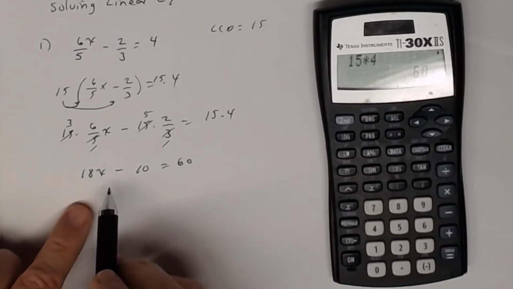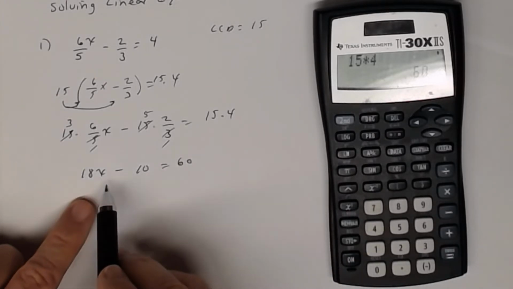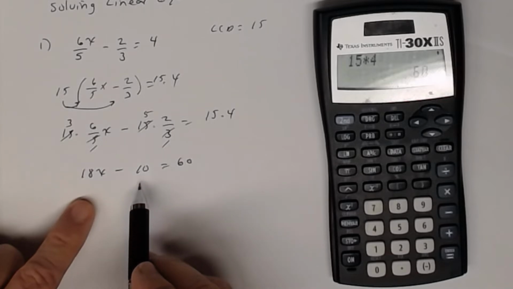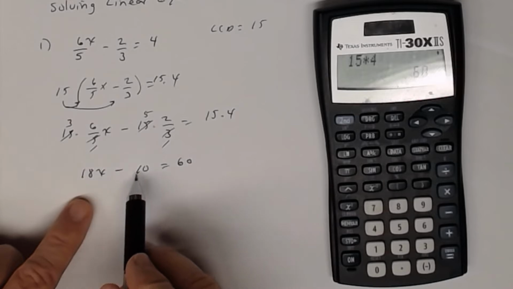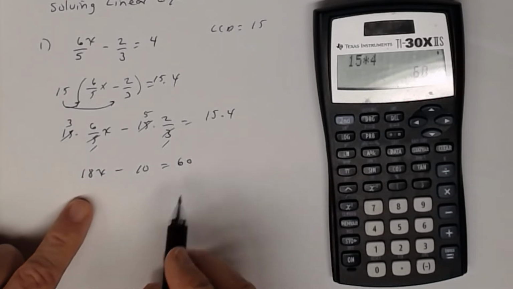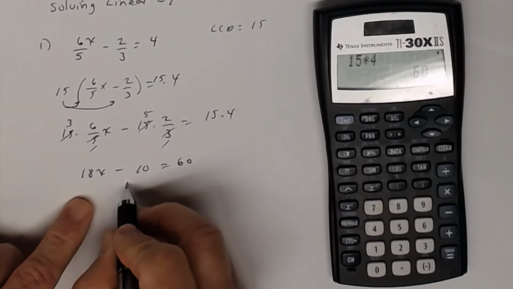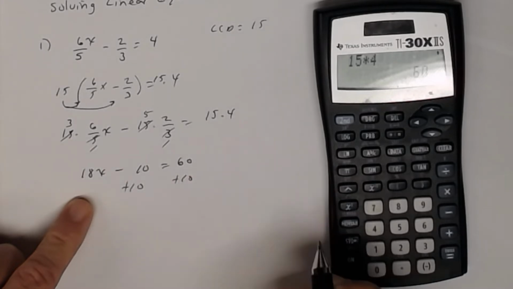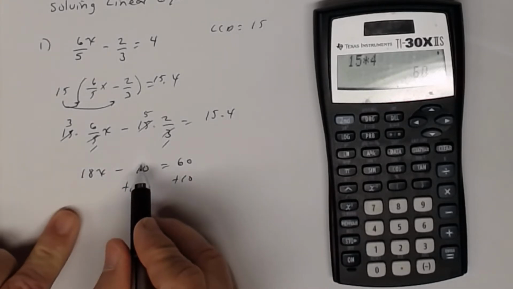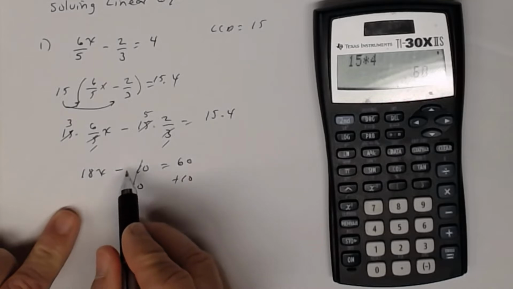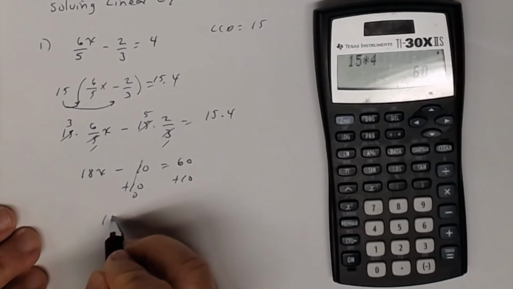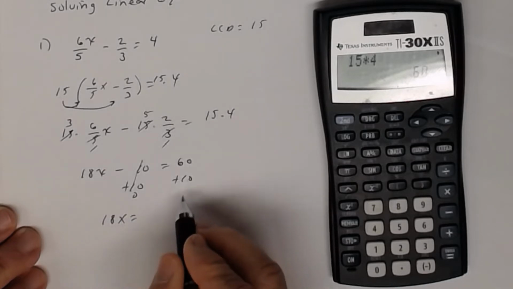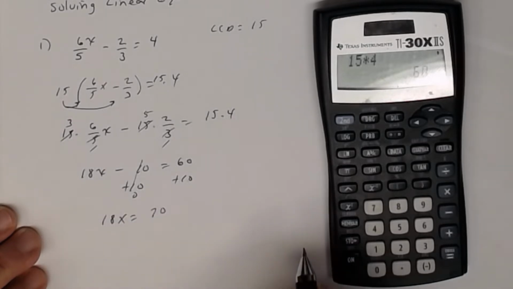Now, when solving this linear equation, notice I no longer have any fractions. That makes things a lot easier for me. This is the only term that has a variable in it, so I need to bring this constant to the right-hand side. Right now I'm subtracting 10. The opposite is to add 10. When combining like terms, these are opposites: a negative 10 and a positive 10 add to be 0. That's what you wanted. So you get 18x equals 60 plus 10, which is 70.